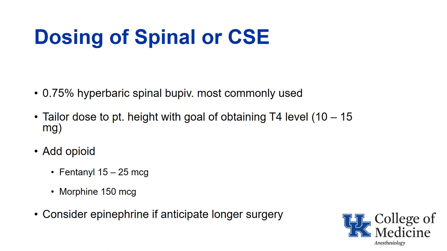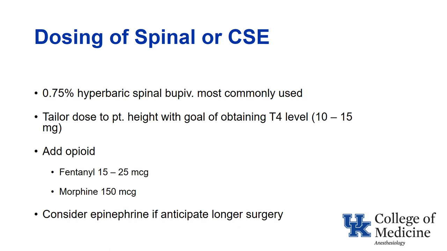That works. I personally like to tailor the dosing to some extent to patient height, with the goal of obtaining about a T4 level bilaterally. So anywhere from 10 to 15 milligrams of spinal bupivacaine is what I will use in most patients. We generally will add opioid that improves the quality of your spinal block. Fentanyl 15 to 25 micrograms will help improve the quality of the block.